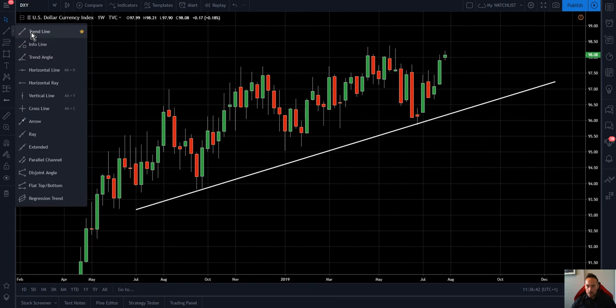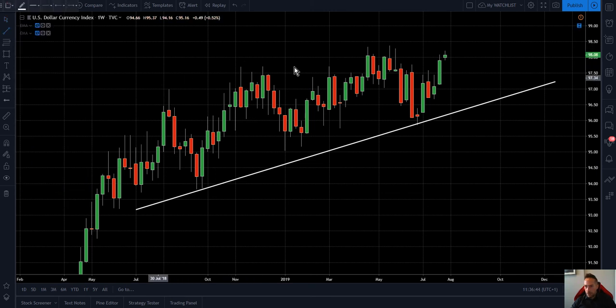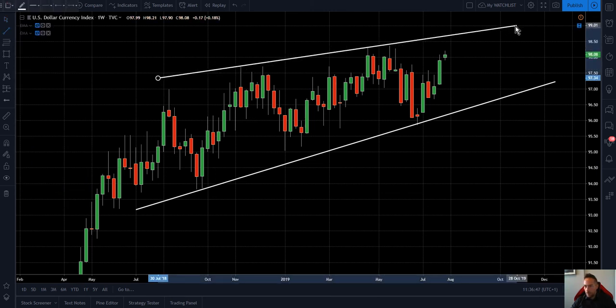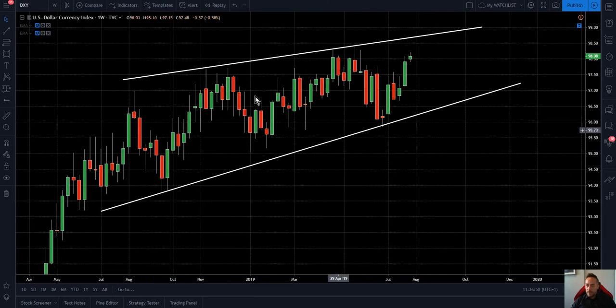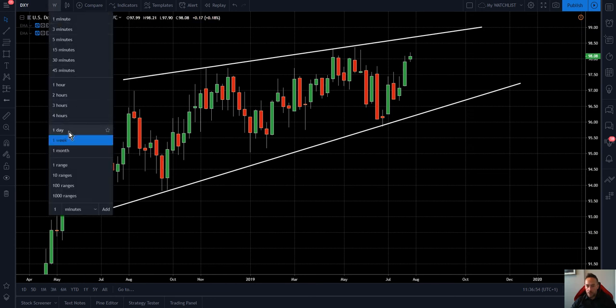We've also got some kind of channel going on, so we can draw something at the top here. So we can see, on average, dollar index is moving to the upside. Just drop to the daily.